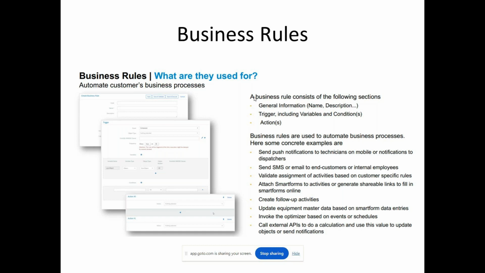As I've mentioned, you need some kind of trigger point. In my first example, I said when you assign an activity to a technician, you want to send an email. Assigning an activity is the trigger point, and the action is that it sends a notification. So this is, at a high level, what a business rule is all about.